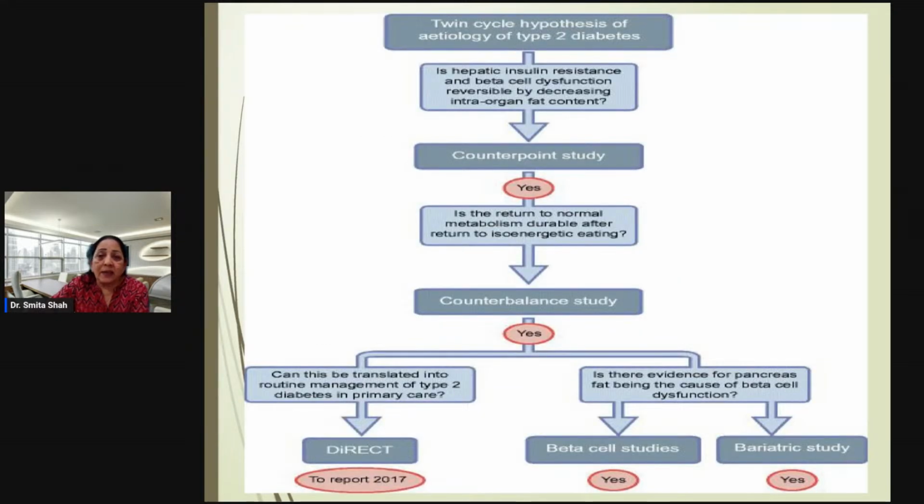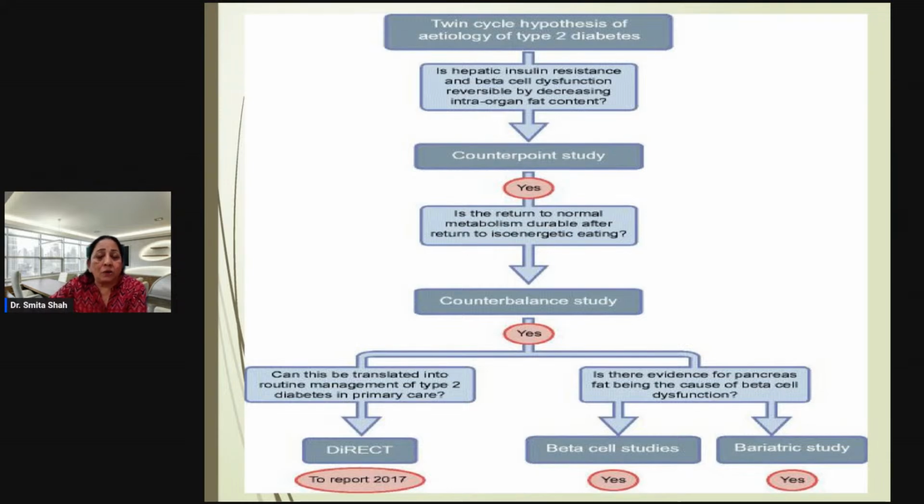Now, the twin cycle hypothesis of the etiology of type 2 diabetes: is hepatic insulin resistance and beta cell dysfunction reversible by decreasing intra-organ fat content? Yes, it can be. We can see it in the Counterpoint study. And is the return to normal metabolism durable after the return to isocalorie eating? Yes, it is.